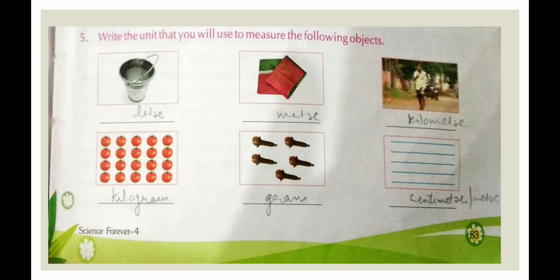Third, distance covered by the boy, road is given, so this will come kilometer. Fourth picture, tomatoes are given and weight of tomatoes we have to measure, and for weight the unit is kilogram. And fifth picture, some cloves are given, a small quantity of weight, so unit will come gram.